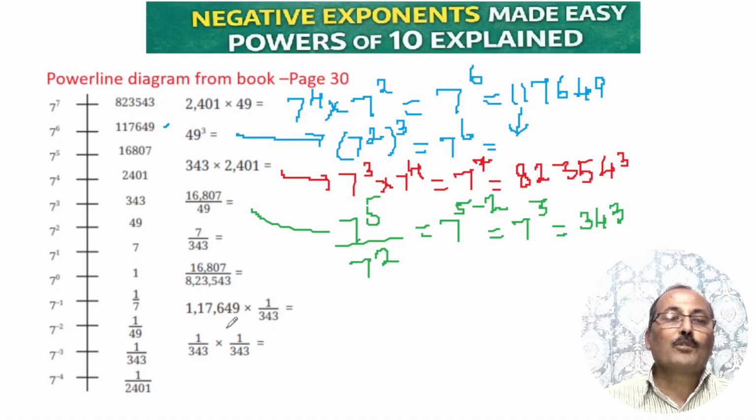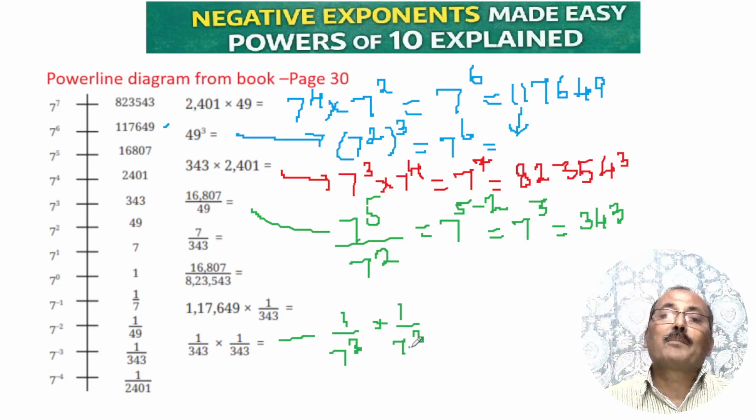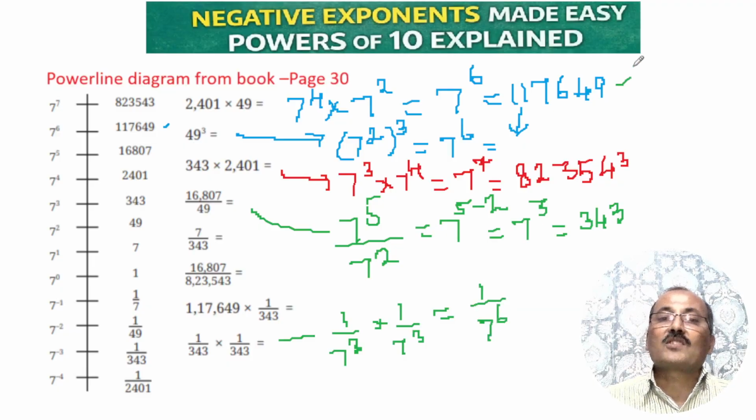Here, now I will come to this one. Okay. Simply I'll write, 1 by 343 into 1 by 343. 343 is 7 cube. What we are going to write? 1 by 7 cube into 1 by 7 cube. Here, in denominator the numbers are same. It is 1 by 7 to the power of 3 plus 3. It is 7 to the power of 6. Again, the answer is here in the first line.